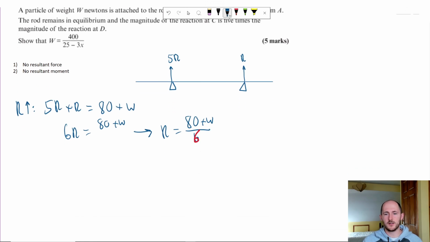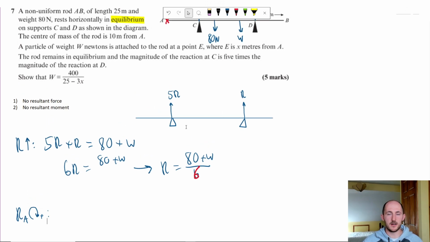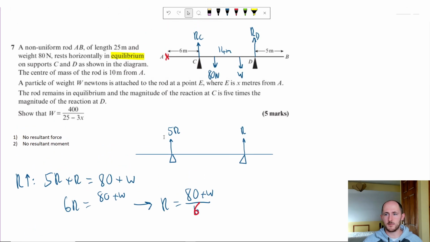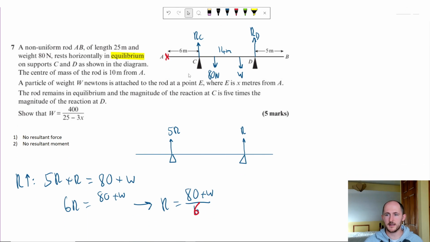6. So I'm going to take moments about A, and I'm going to take clockwise as positive. It doesn't really make a difference because we know they're equal to each other. But if I start with the clockwise moments, well, if again I put my finger on that point there, or I put my pen on the page, RC is going to push it up, so anti-clockwise. RD is going to push it anti-clockwise. Then the 80 Newton force and the W force will push it clockwise. So again, I hope that makes sense.